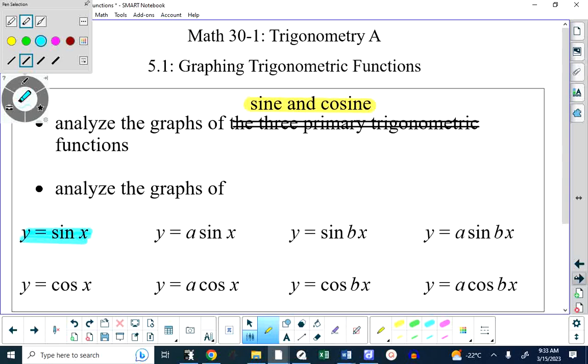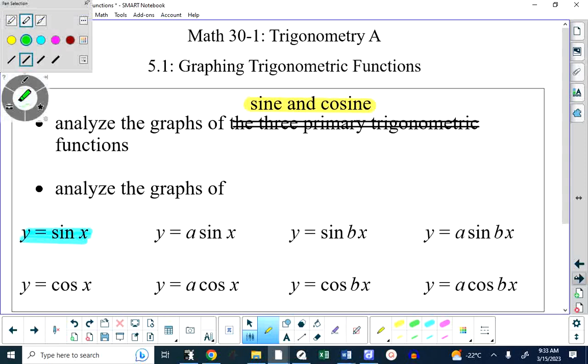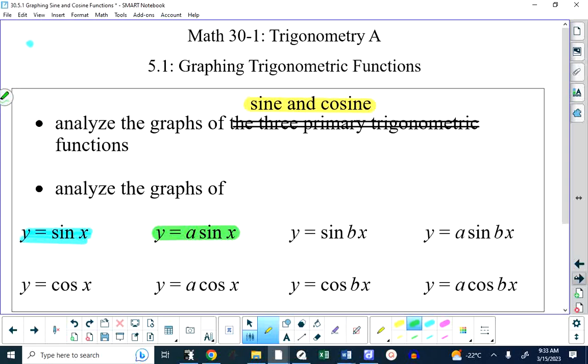But if I asked you what this function looks like, even though you don't know what the blue highlighted function looks like, you should be able to tell me that the green highlighted function will look identical to the blue one, except it will be vertically stretched by a factor of a. And it will be reflected vertically if a is negative.